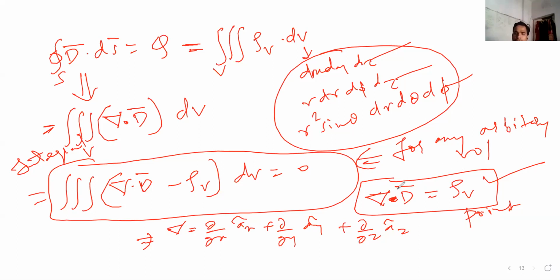I hope you all have solved numericals based on Gauss law, where you will be given D bar in a particular coordinate system, and you need to take the divergence of that, and you will get the rho v. And once you get rho v, you can integrate it over a given volume. You will get the total charge enclosed. So that is the Gauss law for electric field.